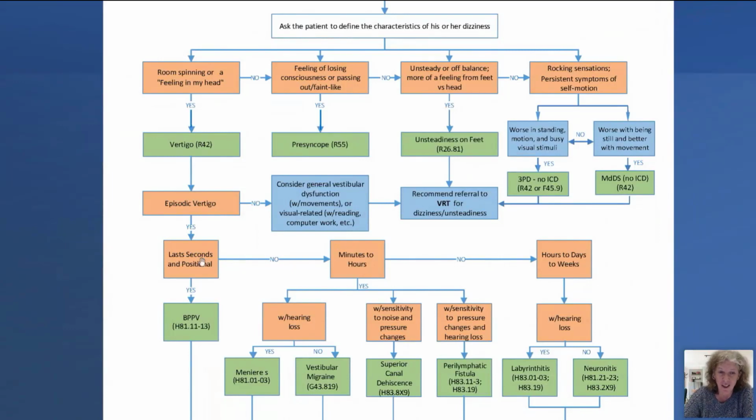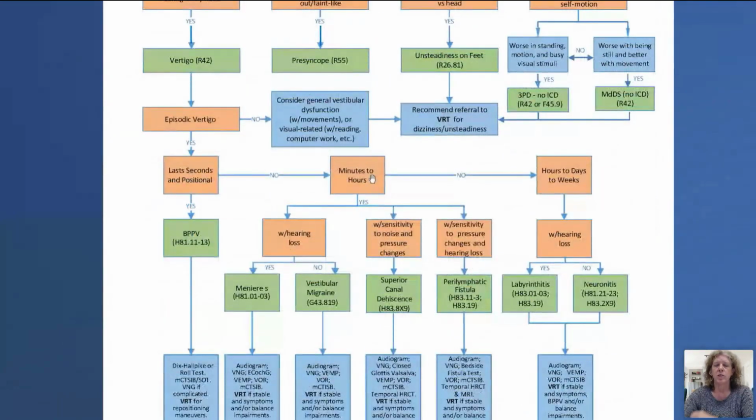Let's say it's episodic, but it's minutes to hours. Okay, so then when we think, yes, it's minutes to hours, is this with hearing loss? So someone's having spells for 20, 30 minutes, up to hours, maybe even a day. Then they have hearing loss with it. We're concerned that there may be Meniere's disease, or is there a vestibular migraine?